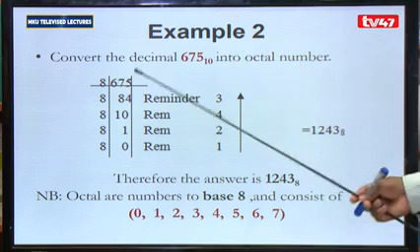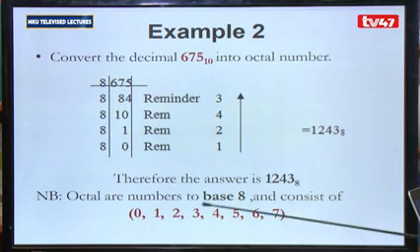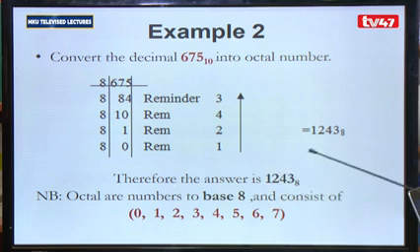Remember, like we have done with the binary, when you divide a number by 8, you can get any remainder so long as it is between 0 to 7. And therefore, you put it under base 8, you end up with the octal value.